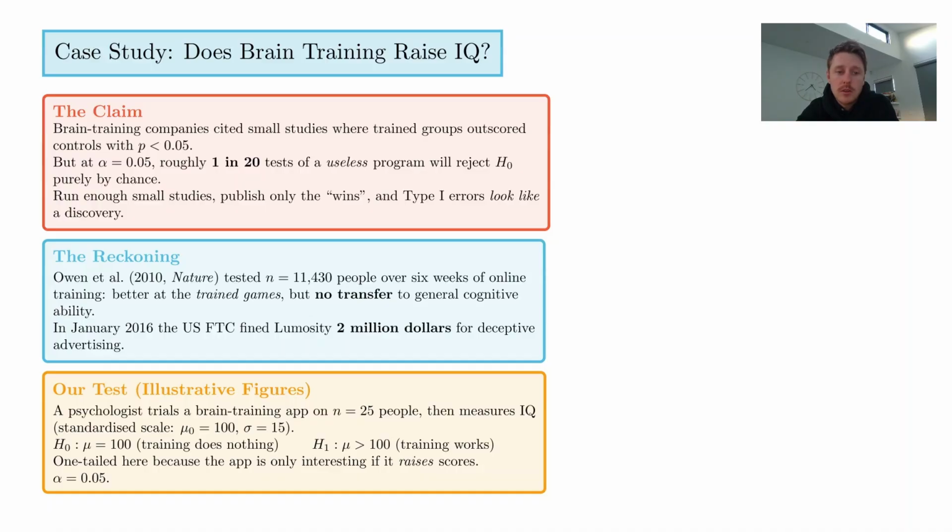So let's pretend that we're a psychologist running a brain training app with n equals 25 people, measuring their IQ on the standardized scale. So the null hypothesis scale being a mean of 100 and a standard deviation of 15. The null hypothesis is that the mean is 100. The alternative hypothesis is that the mean is greater than 100, so that the training works. And the reason we're not saying less than 100 is because we're only interested in a one-tailed test here. We're only interested in the app raising scores, not lowering scores.